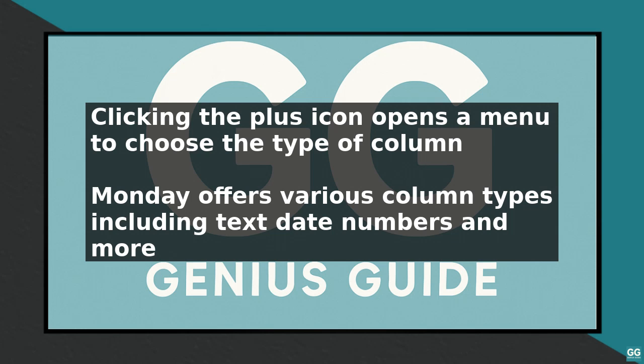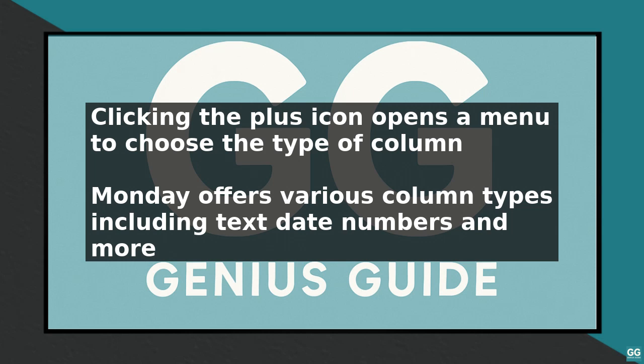For example, if you want to track the status of your tasks, you can add a status column. If you want to track the priority of your tasks, you can add a priority column. Once you have chosen the column type, give your column a name and click Add Column.